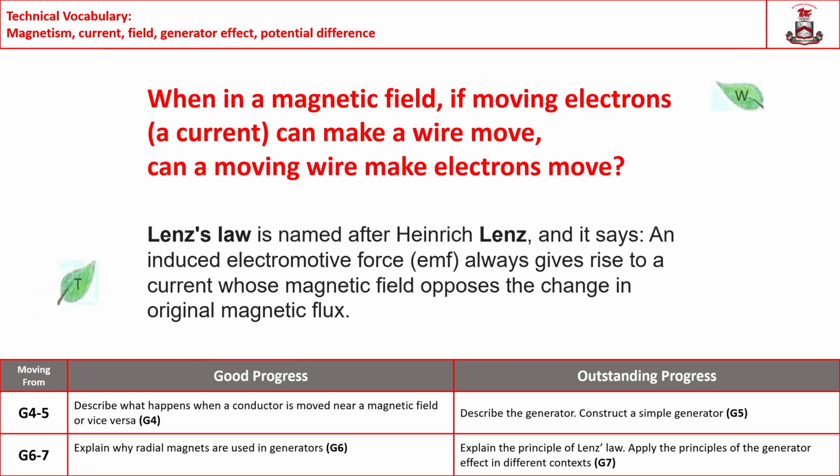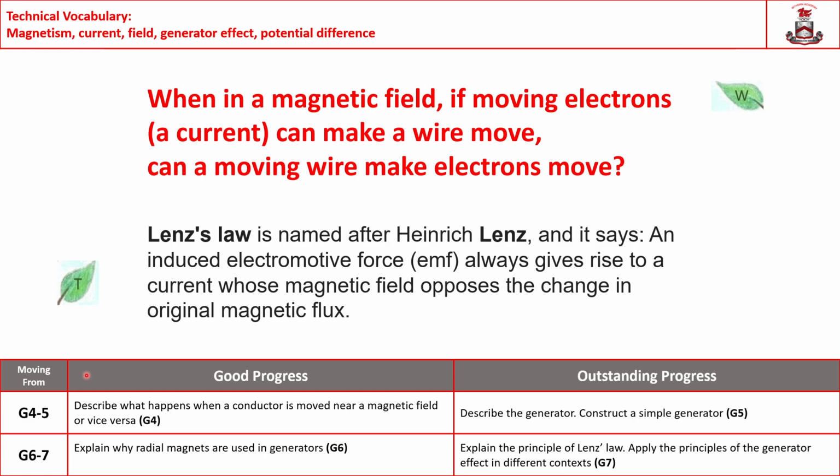This is quite an important law. Now we talked about passing a current through a wire, and that wire then feeling a force if it's inside a magnetic field. So we call that the motor effect. So if we had a current flowing through a wire, it would feel a force inside another magnetic field.